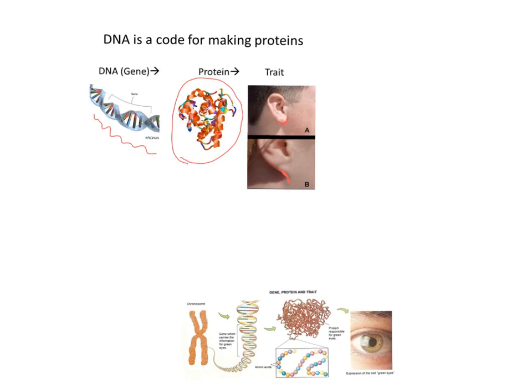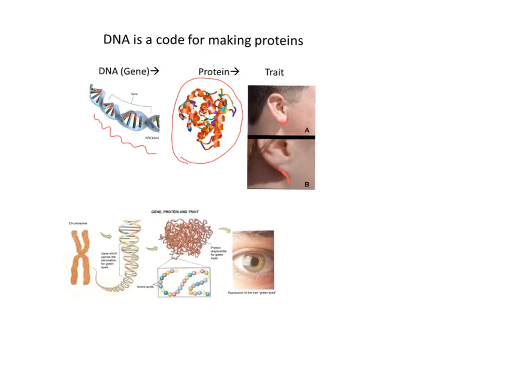So information flows from DNA to messenger RNA, ultimately to protein, and proteins are the things that get expressed and they define our characteristics, our traits. So what we're going to spend the rest of today talking about is those traits and how we understand the inheritance of those traits.